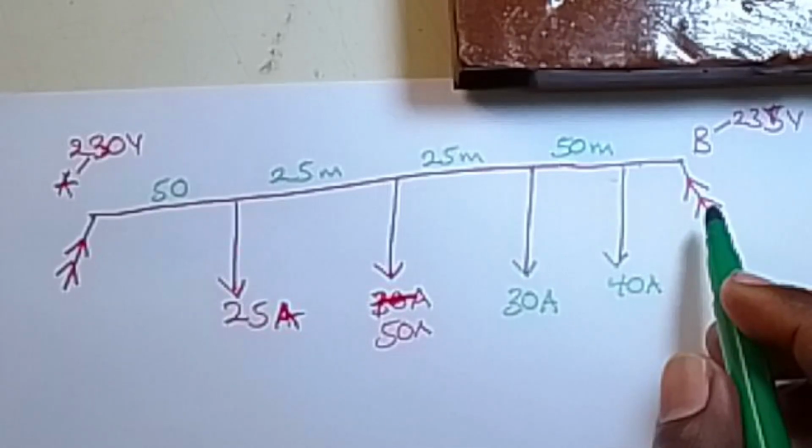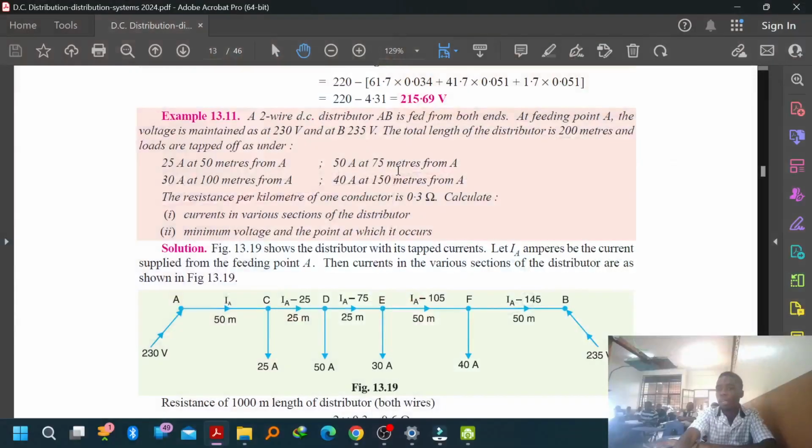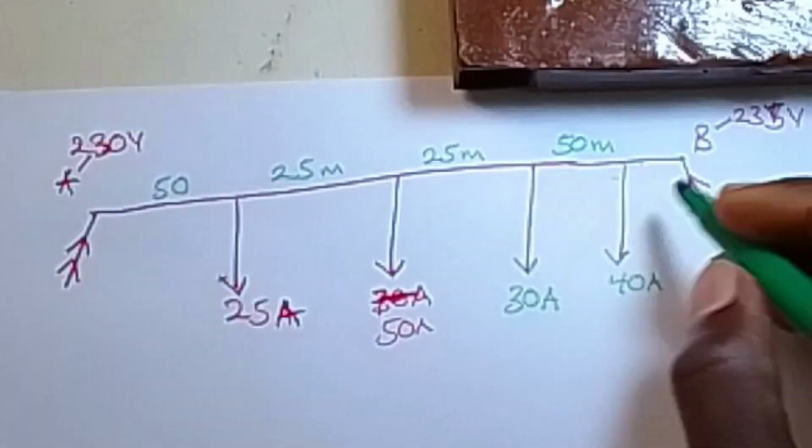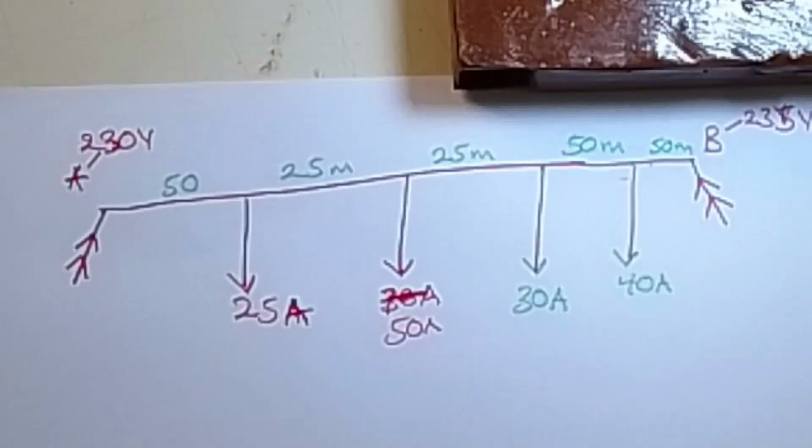They told us the distributor is 200 meters long, and our last point is at 150 meters. So you can see clearly that the remaining distance will simply be 200 minus 150 to give us 50 meters. So our last section will be 50 meters.